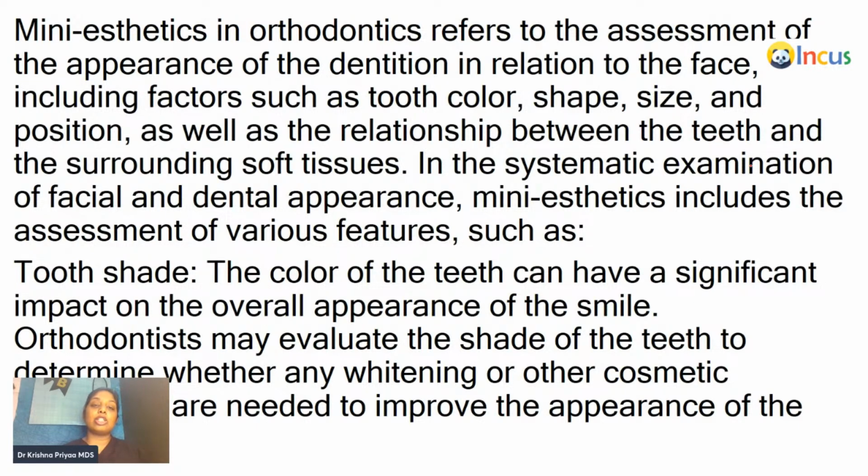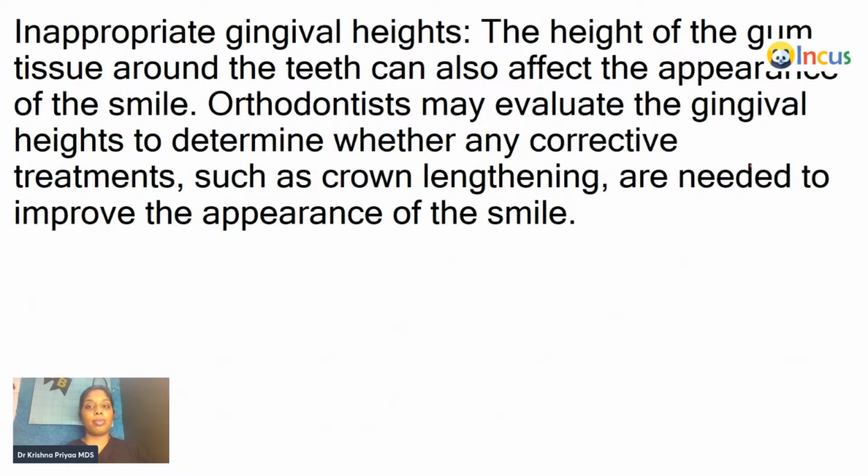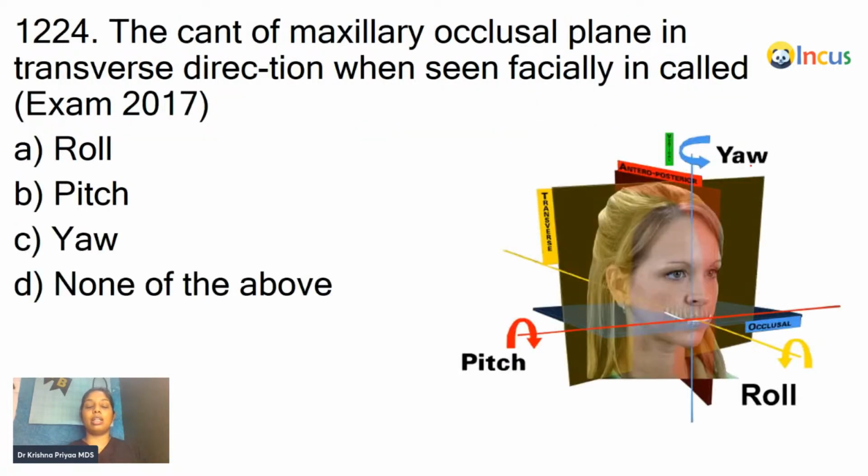Mini aesthetics in general will look into the assessment and appearance of the dentition in relation to the face, which will include the tooth color, shape and size and position, as well as the relationship between the teeth and the surrounding soft tissue. So in the systematic examination, mini aesthetics includes the assessment of various things also. The height of the gum tissue around the tooth can also affect the appearance of your smile, as I already mentioned. So I evaluate the gingival heights to determine whether any corrective treatment such as crown lengthening is essential at the end of the treatment in order to improve the appearance of the smile. So it will correlate to that.